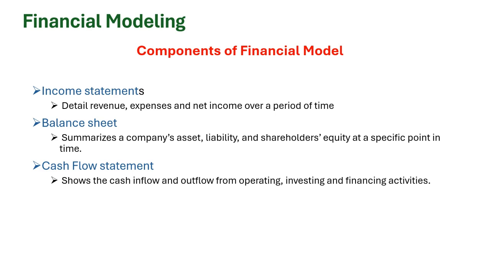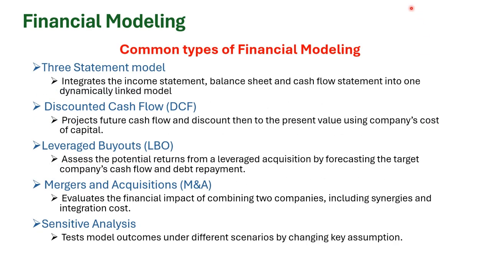Common types of financial modeling. Three-statement model: integrates the income statement, balance sheet, and cash flow statement into one dynamically linked model. Discounted cash flow, DCF: projects future cash flow and discounts it to the present value using the company's cost of capital.